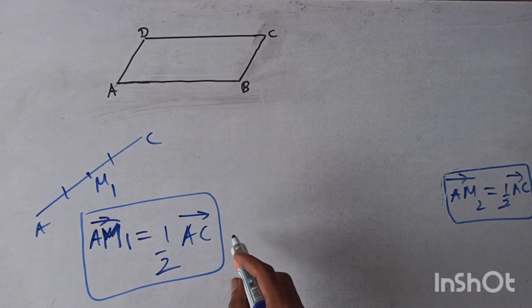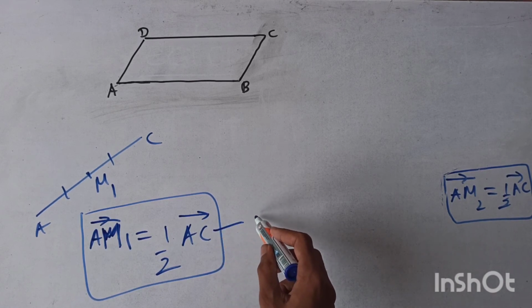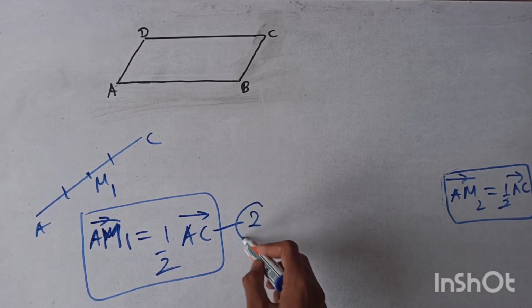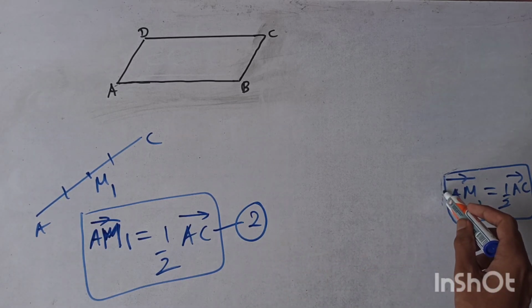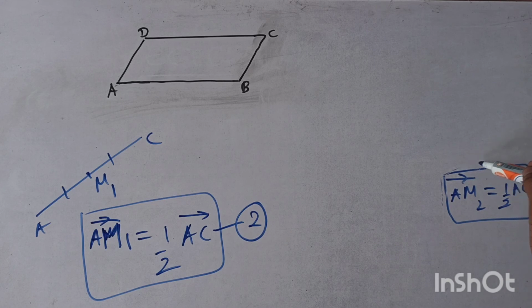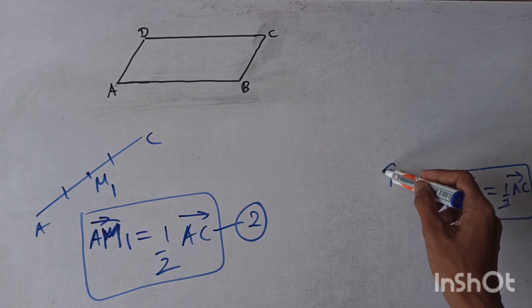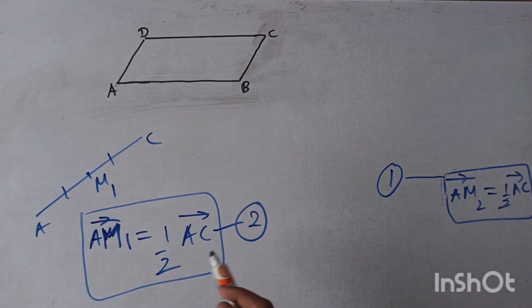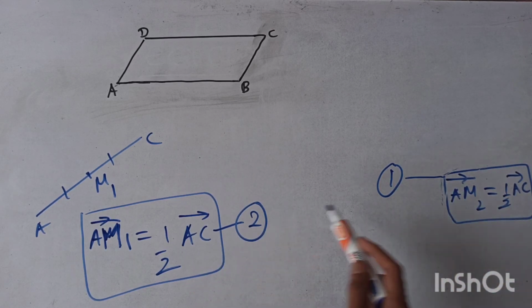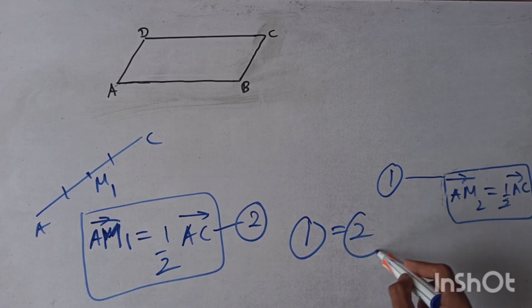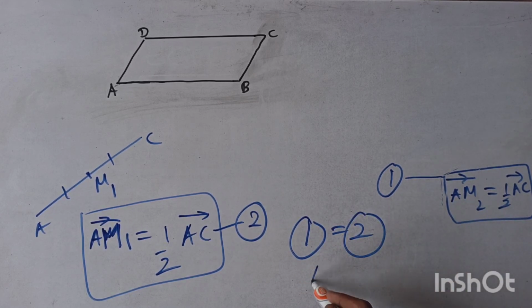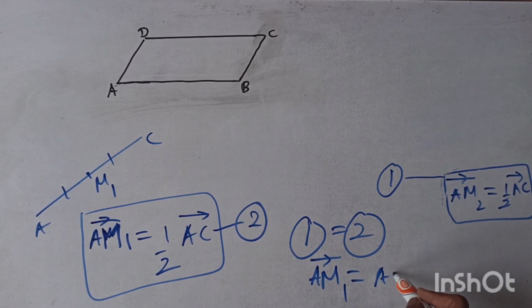Let's take this as equation number 2. We got the equation using AM2 as number 1. What can you say now? Yes, 1 equal to 2, that means AM1 vector is equal to AM2.